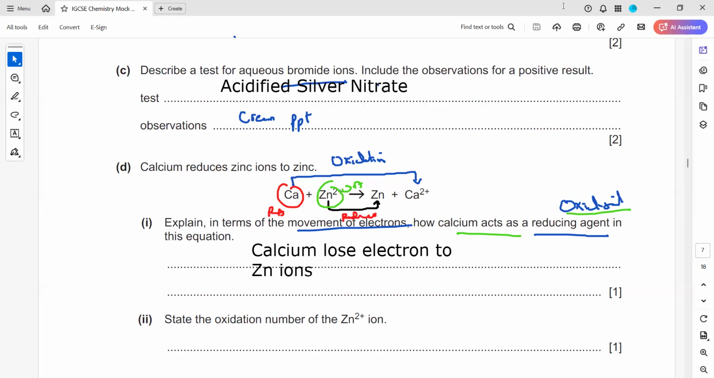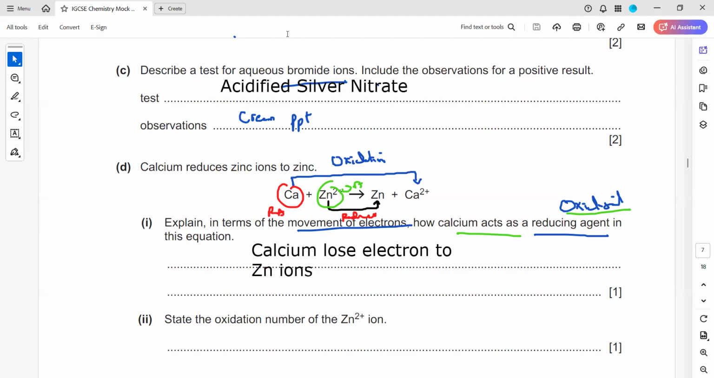Remember one thing: whenever in an exam you write about oxidation or reduction, always try to use the term electron. If they ask you to define oxidation, write it's a loss of electrons. Define reduction: it's a gain of electrons. An oxidizing agent is a substance which is reduced, gaining electrons. A reducing agent is a substance which is oxidized, losing electrons. So always refer to the electron.